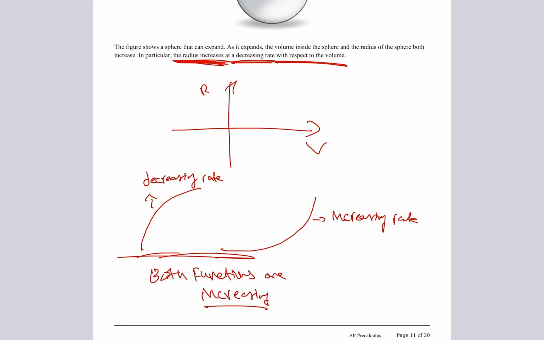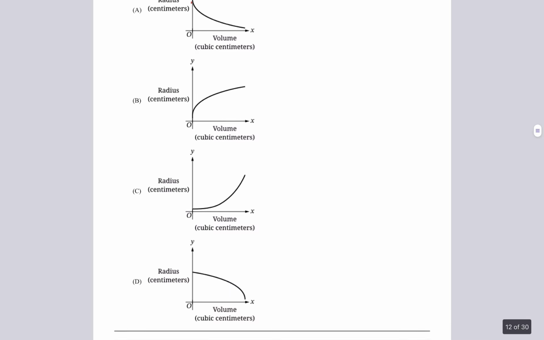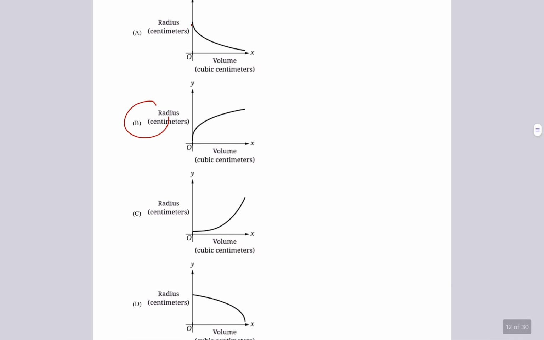So it's definitely this function. Let's just graph it. It's going to look like this. Let's have a look at our answers. It would be option B. Increasing at a decreasing rate. Concavity is downwards, and that's it.